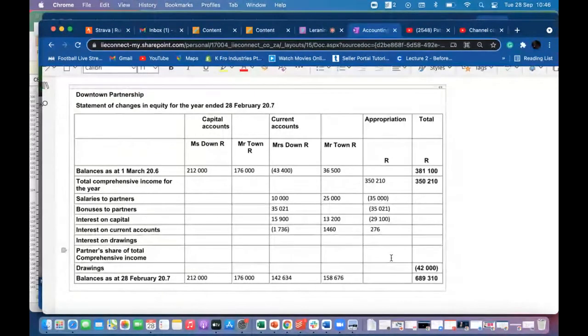Then we went to interest on drawings. We penalized both our partners this time. It was 600 for Mrs. Down, and it was 450 for Mr. Town, which made it 1,050 money being paid to the company.